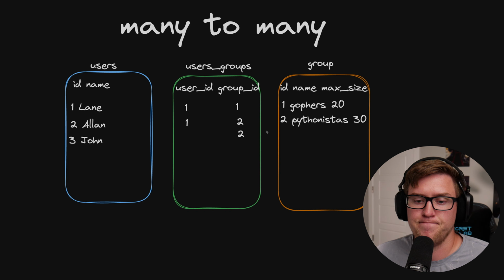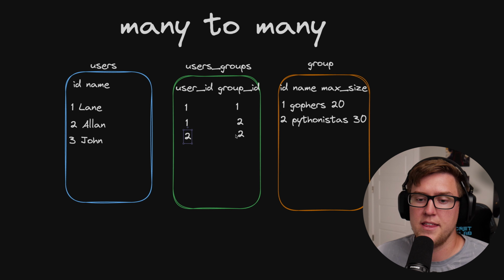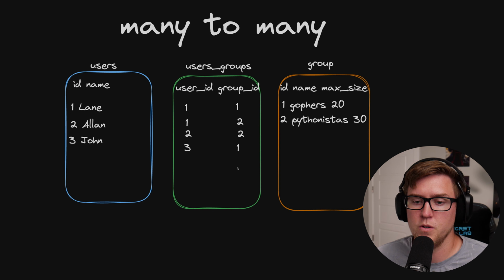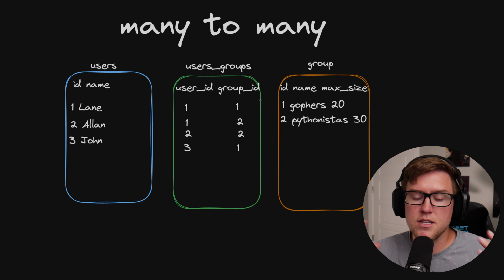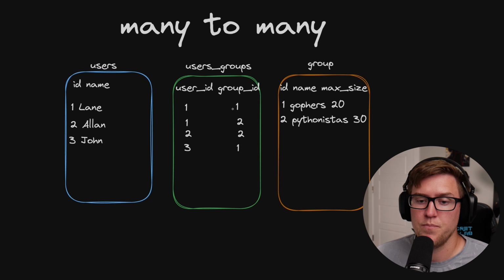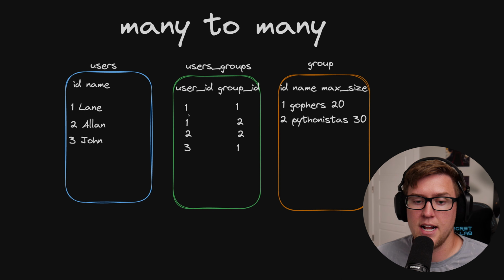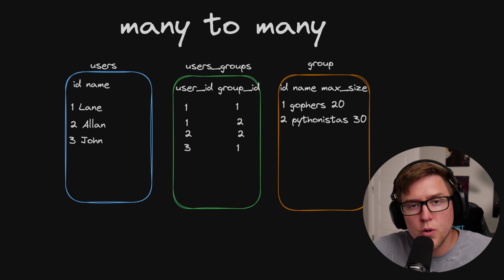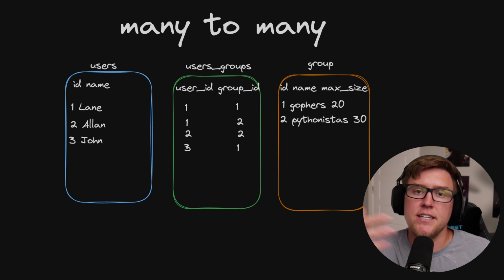But let's say that Alan joins Pythonistas as well. So now Alan's in the Pythonistas group, right? And maybe John joins the Gophers group. Okay? So notice the many-to-many relationship here, right? Lane has now joined both groups, Gophers and Pythonistas, right? But the Gophers group also has two different users, right? It has Lane and it has John. So by using a joining table, we're able to accurately model a many-to-many relationship.